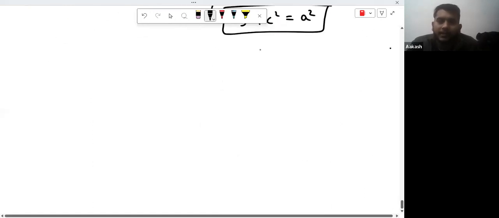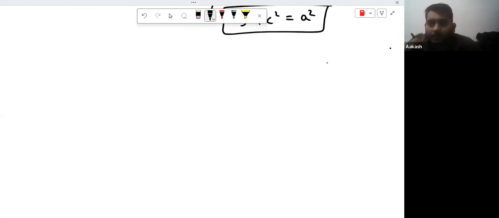So we have this condition that b square plus c square equals a square. You have to remember this. B is the semi-minor axis, C is the distance of the focus from the origin, and A is the semi-major axis, the distance of the vertex. Now, there are some special cases that we need to know.